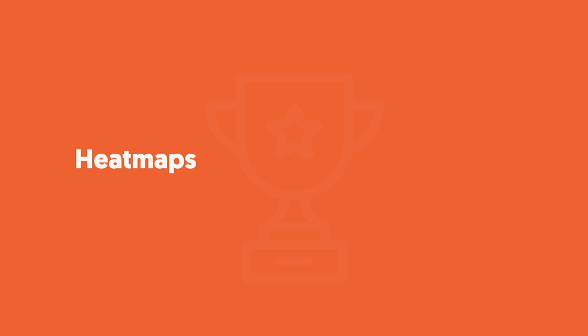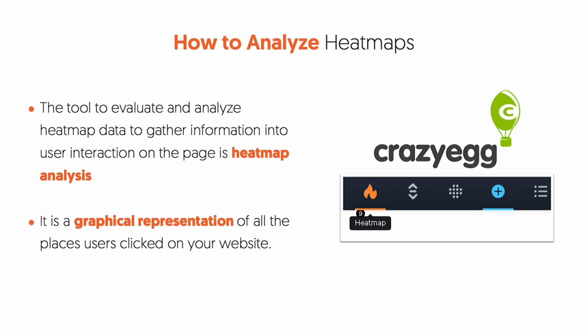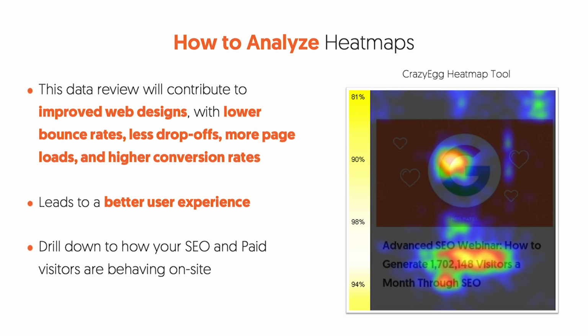And another element within Crazy Egg is heat maps. A heat map is something that shows you where people click and engage on your site. And I'll show you an example of this in a little bit on the next slide. And this tool helps you evaluate and analyze how people engage within your site. It's a graphical representation of all the places users clicked on your website, whether it's a link or a dead click, or they're just reading and they're clicking around on your text. You can see that all within a heat map. So here's an example of a heat map for mobile devices on the neilpatel.com website.